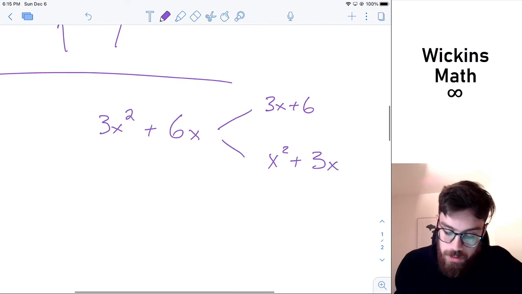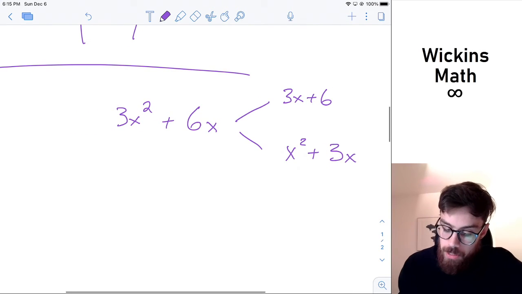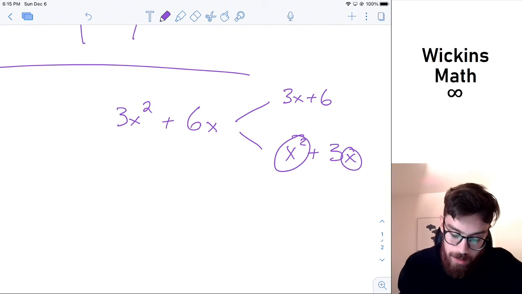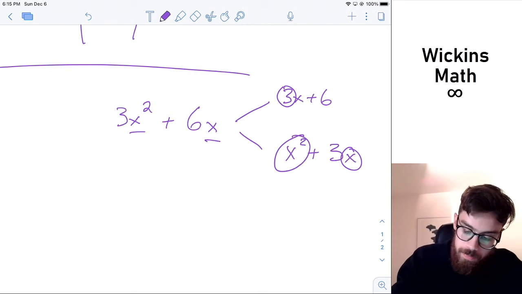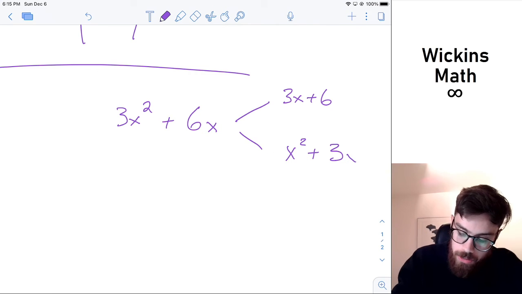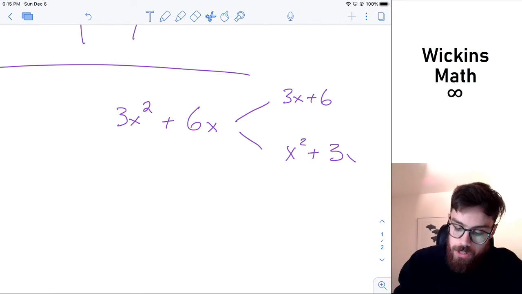It's kind of similar because I got x squared and x here, and I have x squared and x, but then I have 3 and 6, and I have 3 and 6. So it's kind of similar. I kind of wanted to try and combine those two different situations.